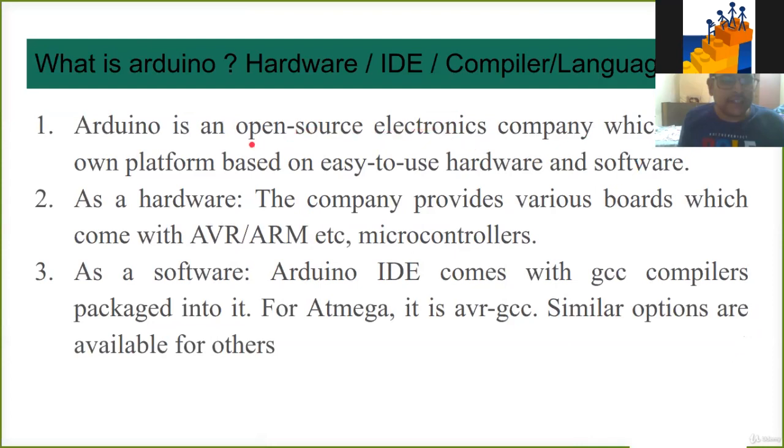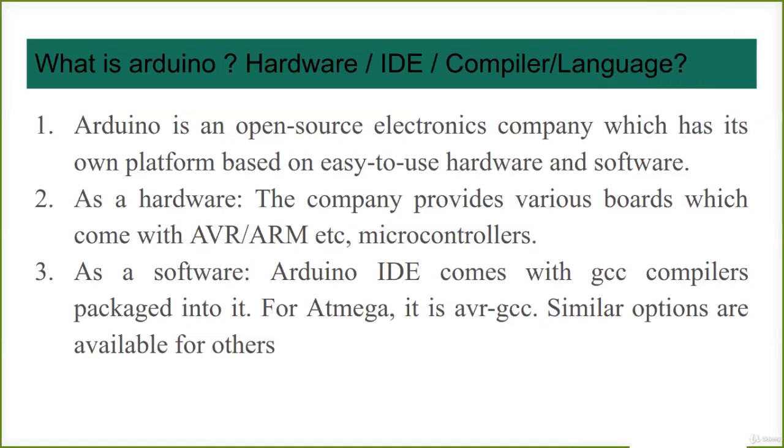Now let us see what the term open source means. We have two types of things: one is called closed source, and the other is called open source. Open source is something which we can get for free. There are some softwares that you can use for free, and there are some softwares for which you will have to pay some money in order to use it.